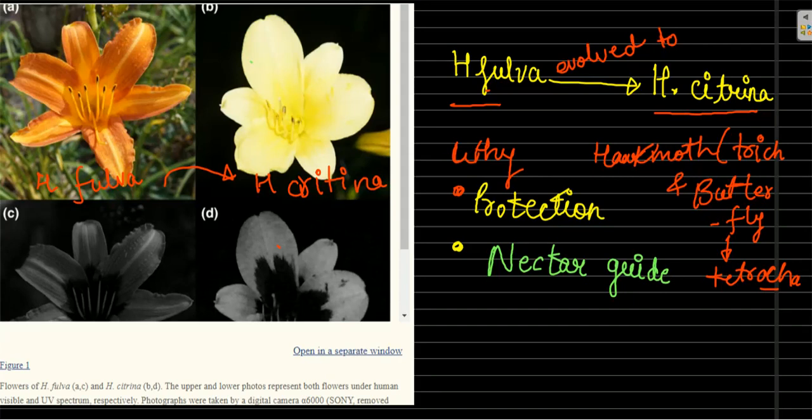In H. fulva, when observed under UV light, we have this figure, and when H. citrina is observed under UV light, we have this. You can see that there is a huge bullae in the middle of H. citrina rather than in H. fulva. So why has the plant evolved such a mechanism? There are two main reasons. First, protection. What does protection mean? Let's see.